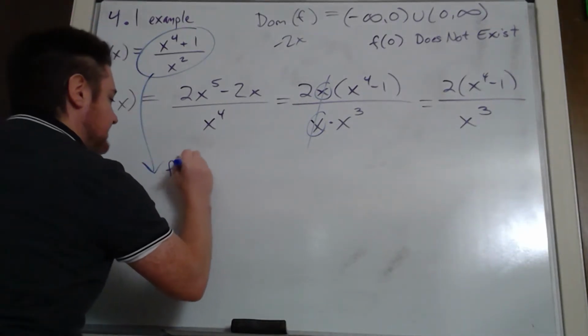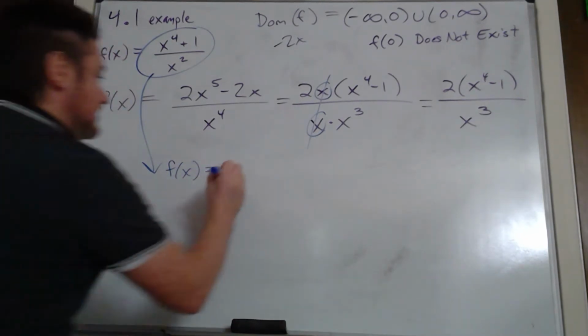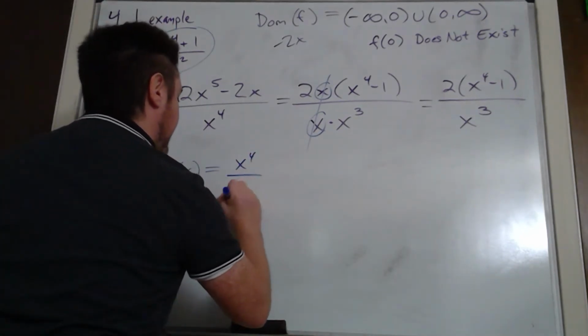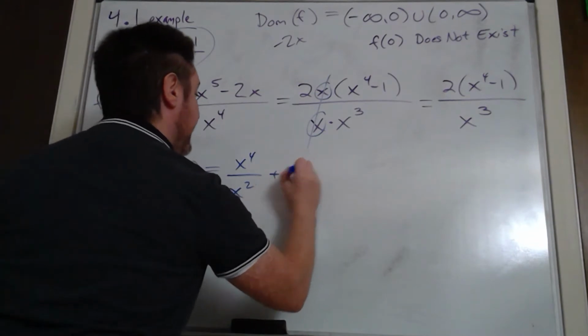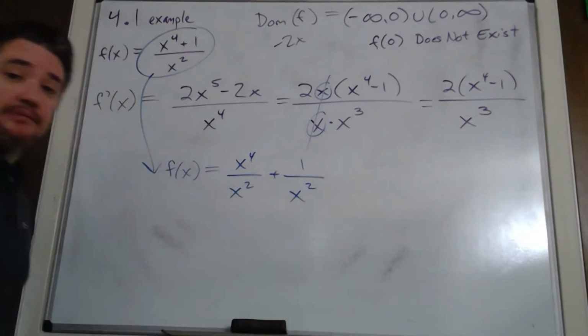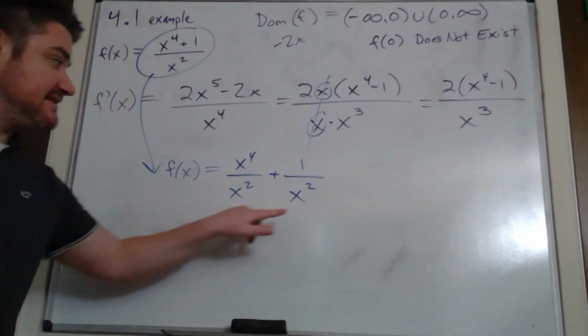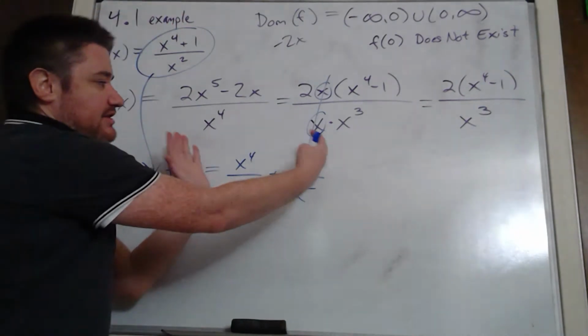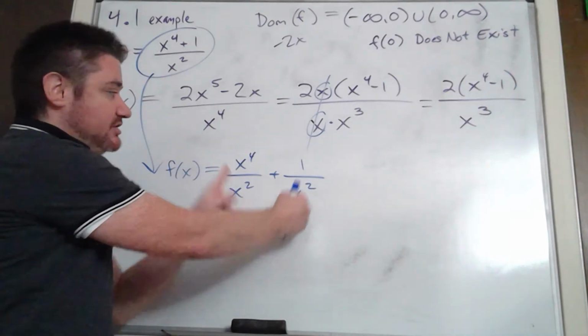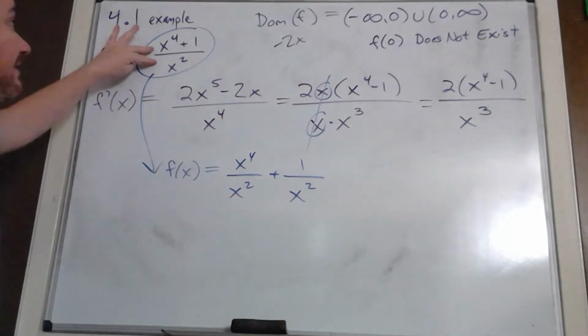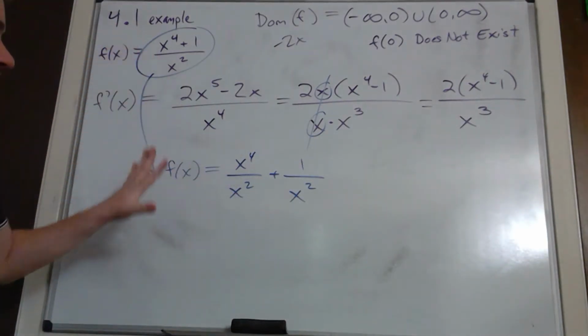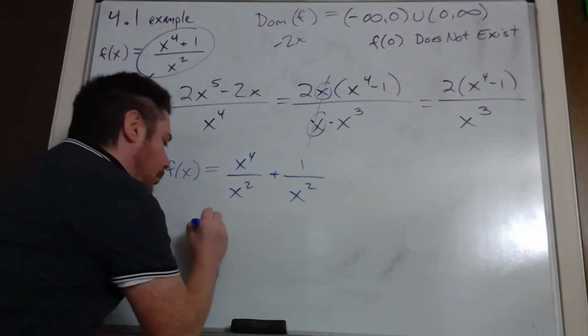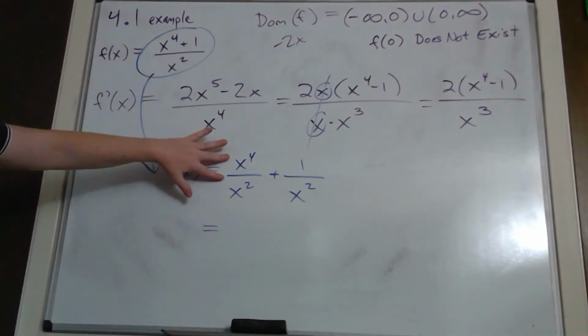F of x, I can split that up as x to the 4th over x squared plus 1 over x squared. I can do that because I've got this simple denominator here, x squared. And then since I'm just adding those terms, if I wanted to add these, I've got the common denominator, right? So we just add the numerators over the denominator and get it back to here. So that's perfectly legitimate.